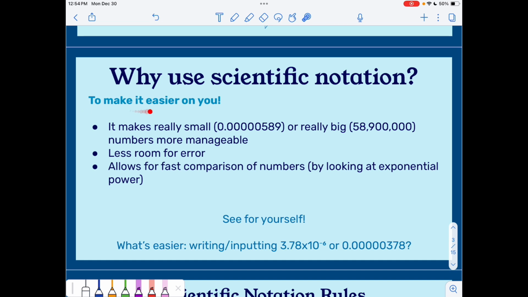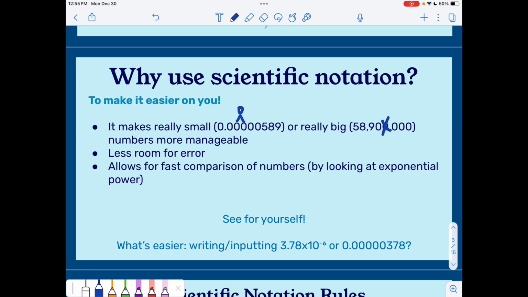You use it to make it easier on you because it makes really small numbers and really big numbers a lot more manageable. Look at how many zeros are on that. That's a lot to type out and to write out in math problems. Also, it allows for less room for errors. Let's take those two numbers in the first bullet point, for example. Let's say you're writing these numbers out in a math problem. How likely could you be to add an extra zero in there or maybe delete a zero when you're writing or typing it out in your calculator? Scientific notation helps eliminate a lot of errors.